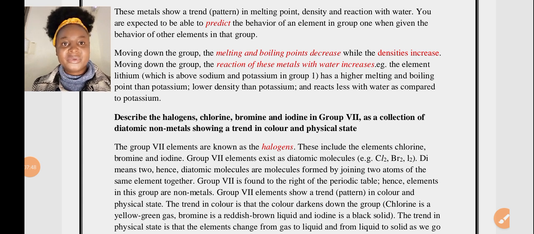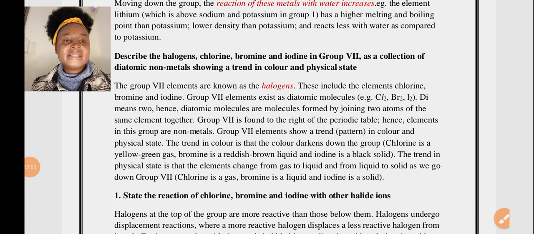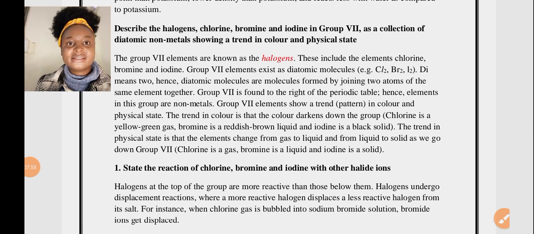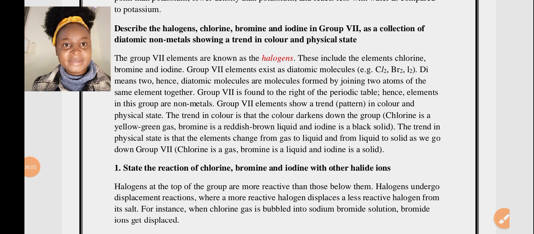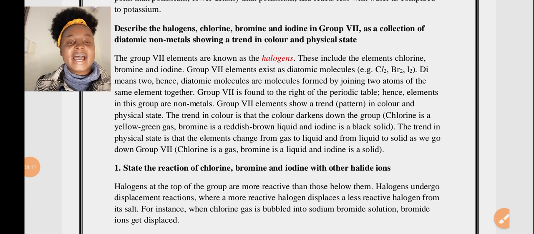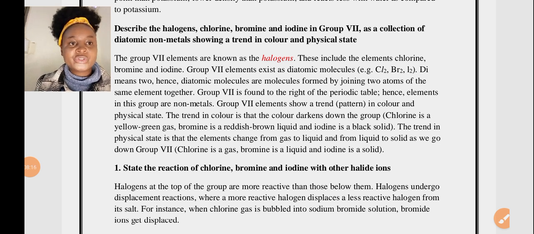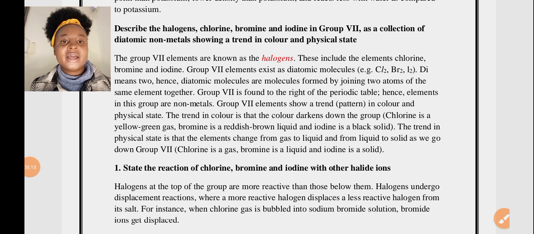Are we together? So the next group of elements are group 7 elements. These group 7 elements, we call them halogens because they are colorful gases and they are non-metals, right? So we have this group 7, we know them as halogens, like I've said. And another thing, they exist as diatomic elements. So fluorine will exist as F2, chlorine Cl2, bromine Br2, iodine I2, right? So di means 2, right?